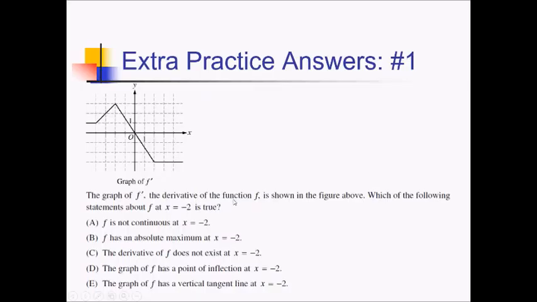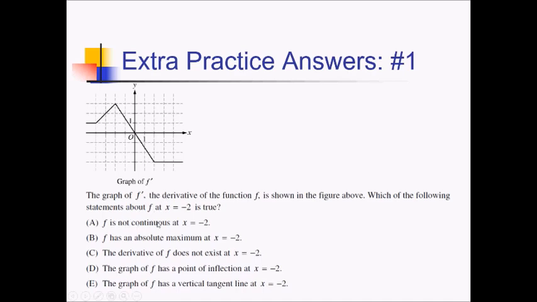For this problem, we're given the graph of f prime right here, and we're asked which of the following statements about the graph of f is true at x equals -2. So keep in mind, they're asking about f, but we have the graph of f prime. So let's go through and see which one of these we can eliminate.